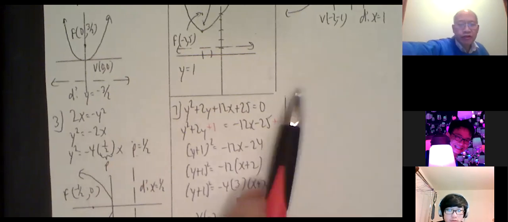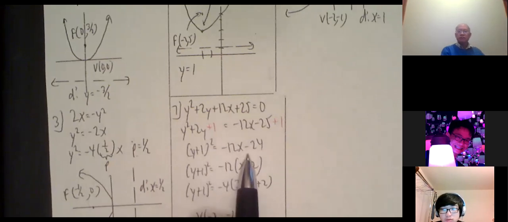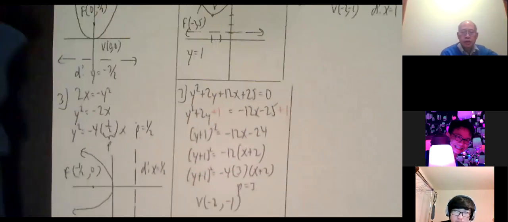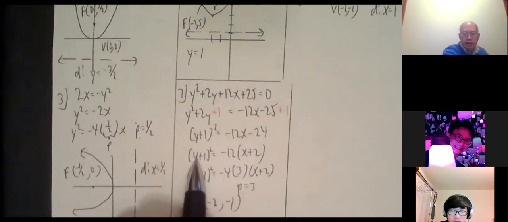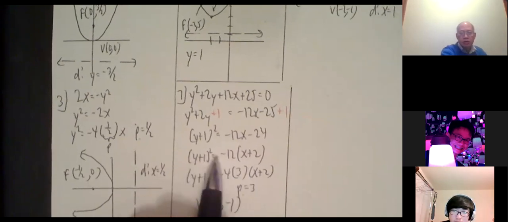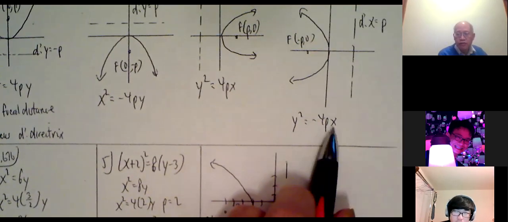So this factors into a perfect square. y plus 1 squared equals negative 12x minus 24. Factor this, negative 12 parentheses x plus 2. So y plus 1 squared equals negative 12 times x plus 2. So temporarily ignore the plus 1, plus 2. Those are translations. Pretend it's y squared equals negative 12x. So that again looks like this. y squared equals negative 12x.